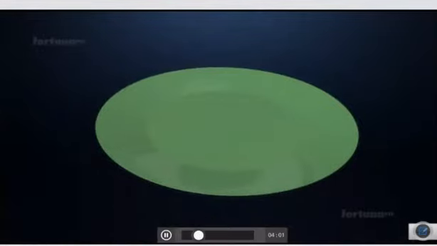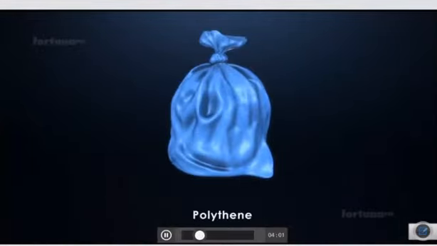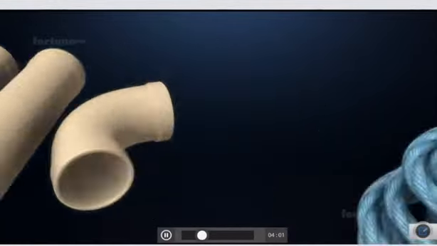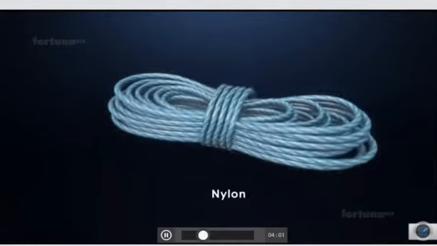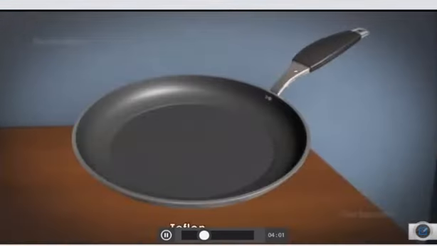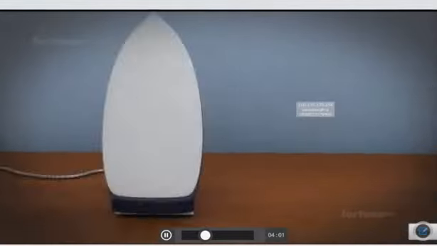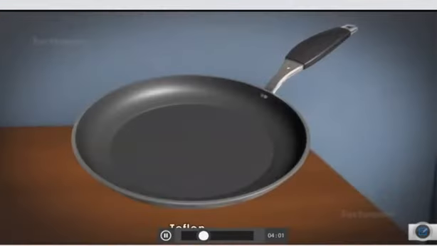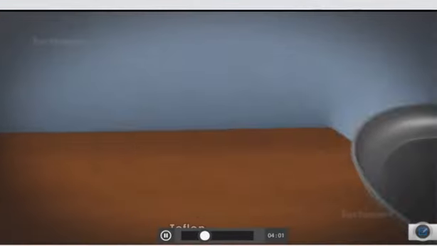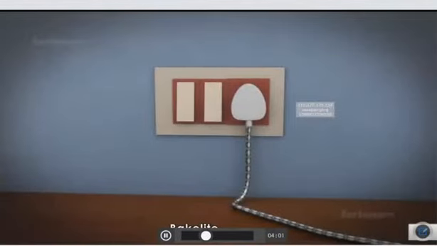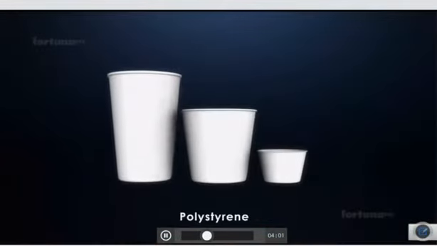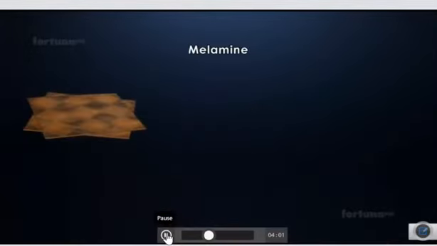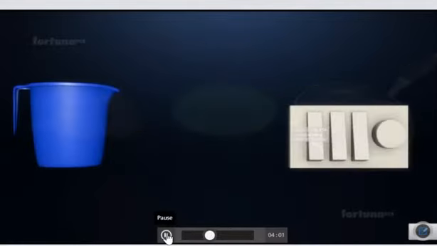Plastic is a broad term that covers many different varieties, such as polythene, that is used to produce bags, the polyvinyl chloride, also called PVC, that is used to make pipes, the nylon, that is used to make ropes and fabric, the Teflon, that is used as a non-stick coating on surfaces such as cookware, the bakelite, that is used to make electric switches and plugs, the polystyrene, used to produce cups, and the melamine that is used to make floor tiles, plates, and cookware.